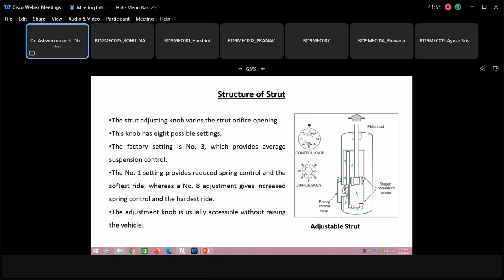Raising means आपको व्हीकल उठाने की जरूरत नहीं है, वो एक्सेसिबल होता है. But let me frankly admit that I have not seen such a setting on a shock absorber. Maybe I might not have come across such a vehicle. Okay, but this is another design which is given.